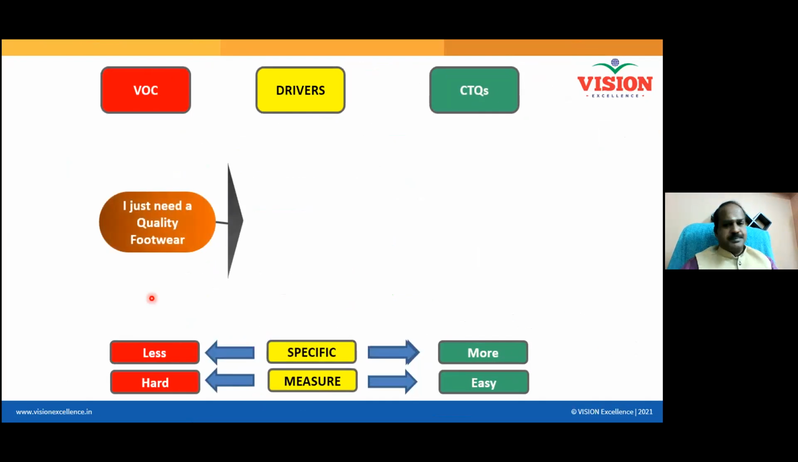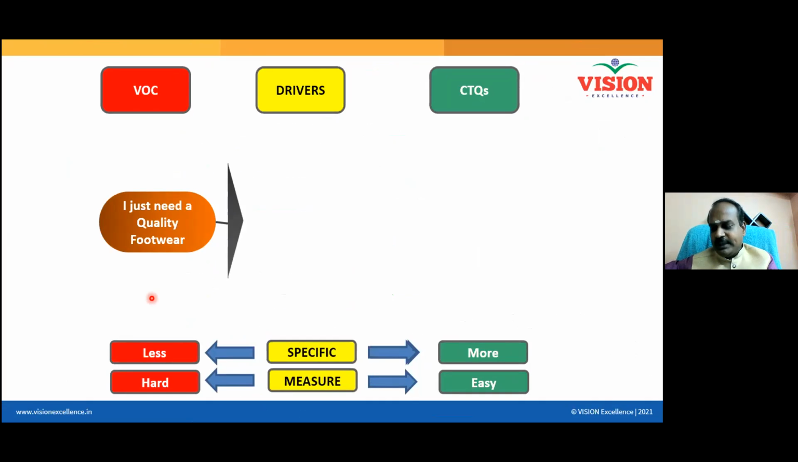Similarly, the second problem. One of you read it. "I just need a quality footwear." Do you understand the problem now? Your customer says, I need a quality footwear. Are you able to now understand the problem? Looks difficult. And even if you understand the problem, you can't measure it.